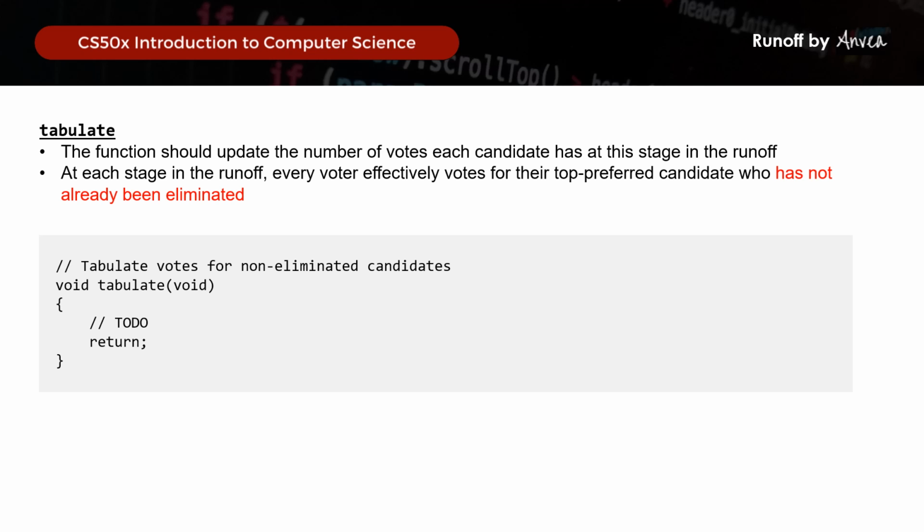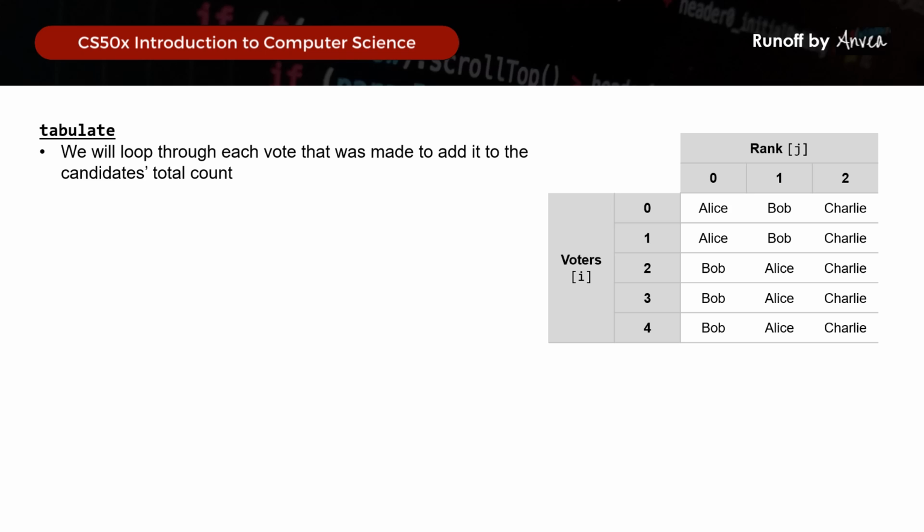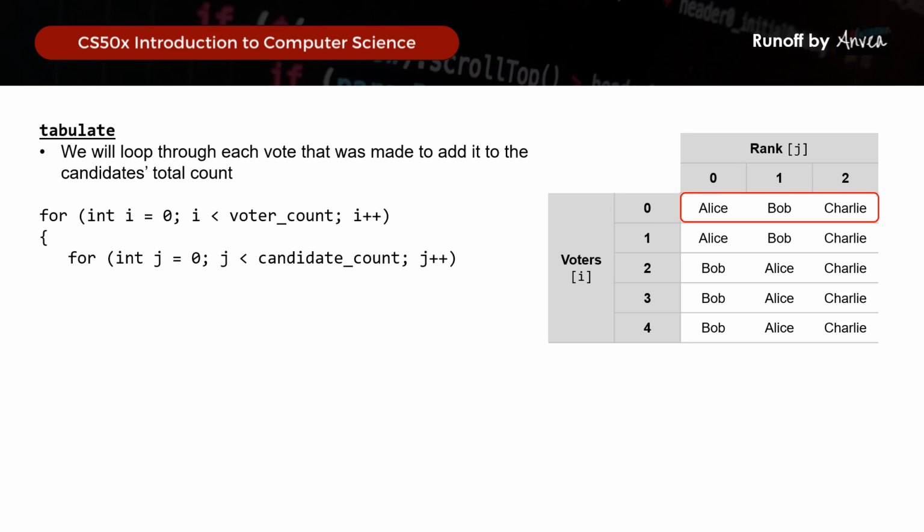To do so, essentially, what we need to do is to check through each vote that was made and add it to the candidate's total count. So we need to look through each voter first. We run through each row represented by I. And then after that, we need to go through each ranked choice of each voter. So we will look through the rankings, which are the columns represented by J.